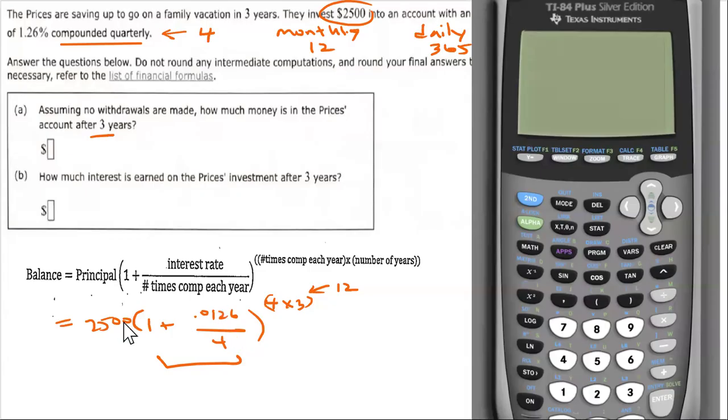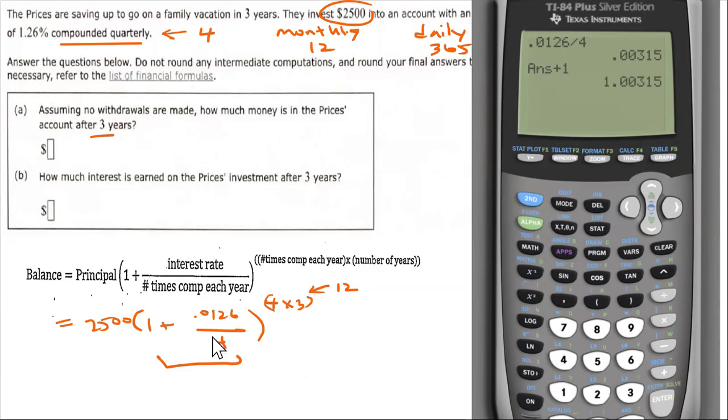Okay. So I have my calculator here. Again, I'm going to do inside the parentheses first. So I'm going to get 0.0126 divided by 4 gives me this here, and then I need to add the 1. Okay, that gives me this next.